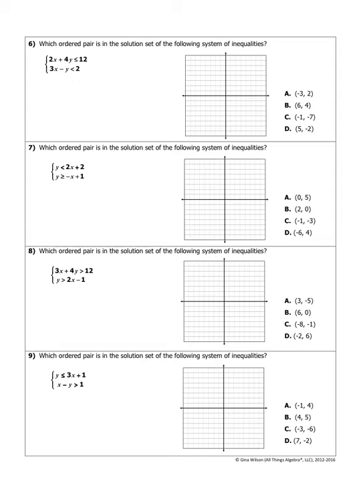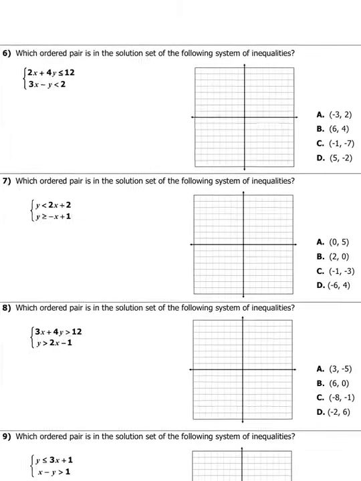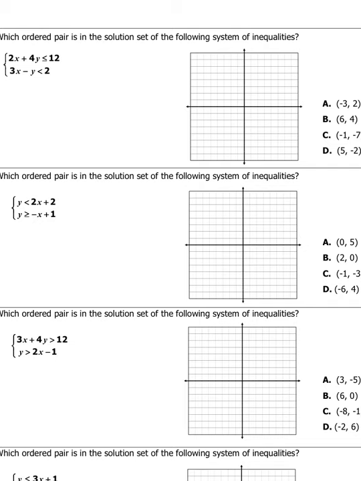All right, number 6 says, which ordered pair is in the solution set of the following system of inequalities? We are going to go ahead and graph both of these. But remember, in order to graph, they need to be solved for y first, and they are not. So let's first solve 2x plus 4y is less than or equal to 12. The first thing I would do is subtract that 2x and put it to the other side. Next thing I'll do is divide everything by 4.